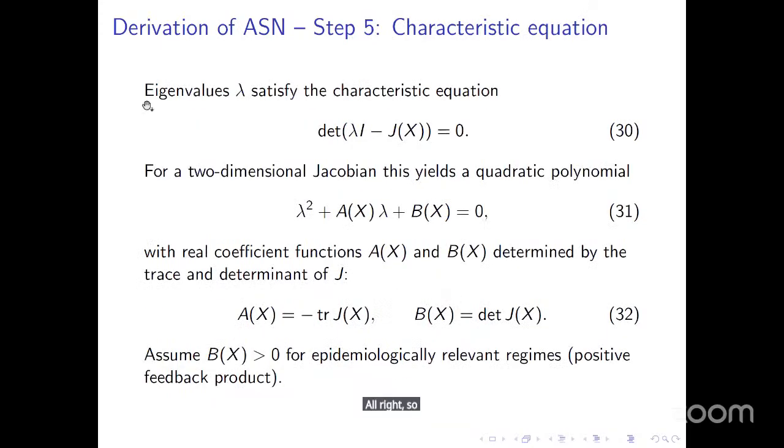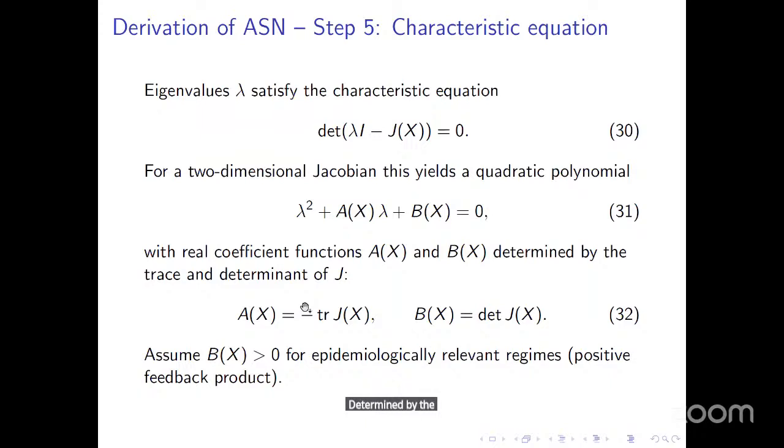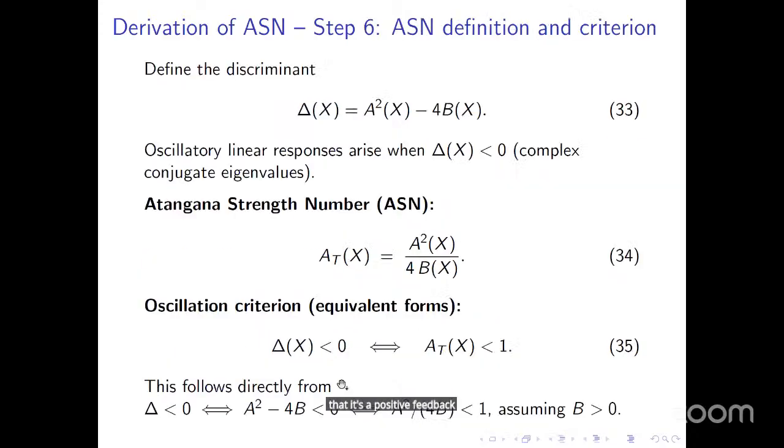All right, so now the eigenvalues satisfy this characteristic equation. And then for a two-dimensional Jacobian, we have a quadratic polynomial of this form, equation number 31, with the real coefficient functions a(x), b(x), determined by the trace and the determinant of J. Okay, now, if b(x) is greater than 0, we assume for epidemiologically relevant regimes that it's a positive feedback product.